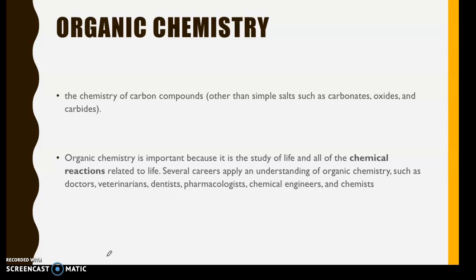We are no longer dealing with ionic bonds like we did before. We are now focusing on just covalent bonds. So we're sharing electrons in organic chemistry. We're just sharing electrons. Now, the reason why organic chemistry is important is because it has to do with the study of life and all the chemical reactions related to it.